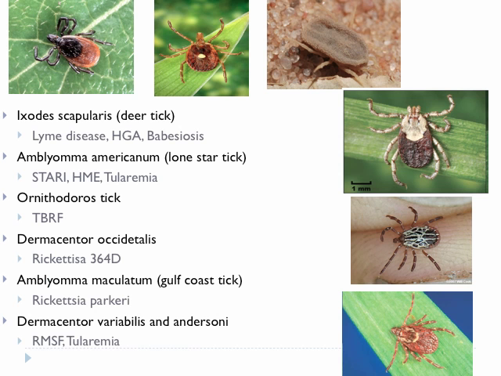Most of these ticks here are all hard ticks, and hard ticks mostly transmit disease, with the exception of this one here. This is a soft tick. This soft tick, you can tell, looks a little bit more spongy, a little soft. And this is the Ornithodoros tick, and it transmits tick-borne relapsing fever, or Borrelia hermsii.